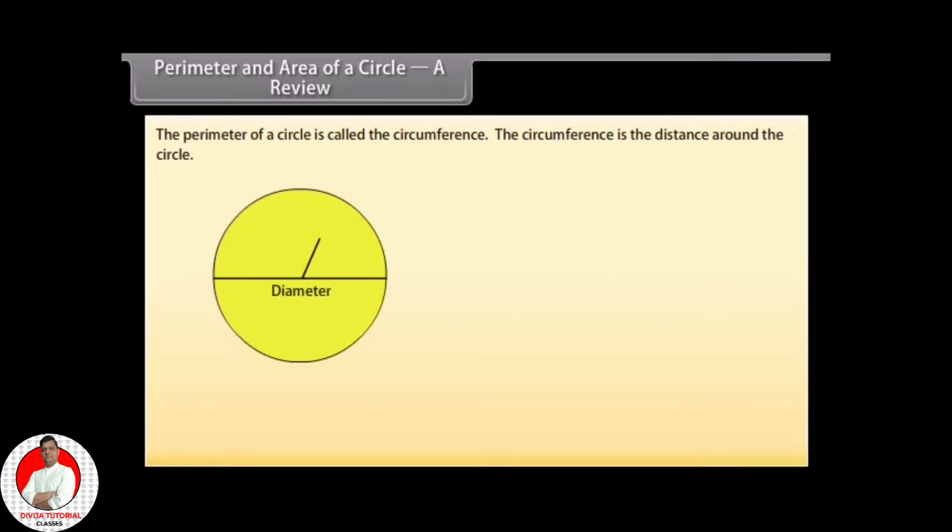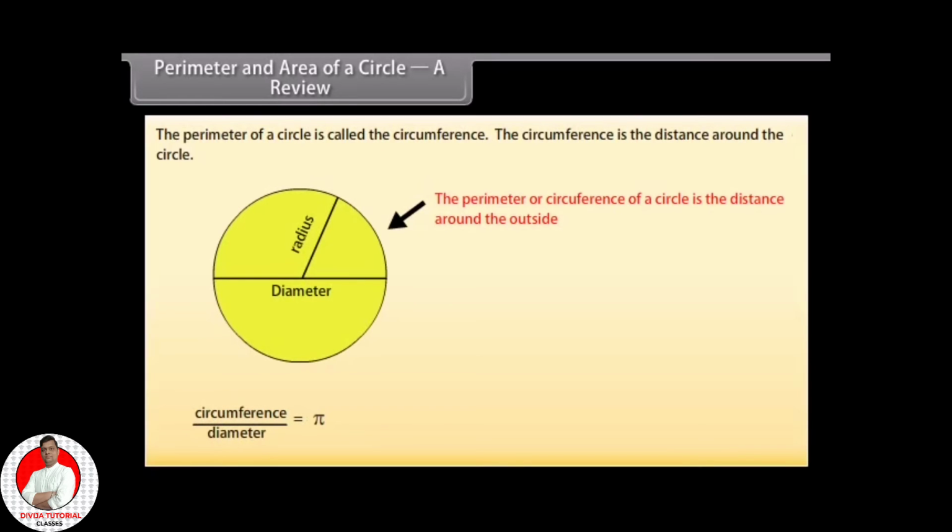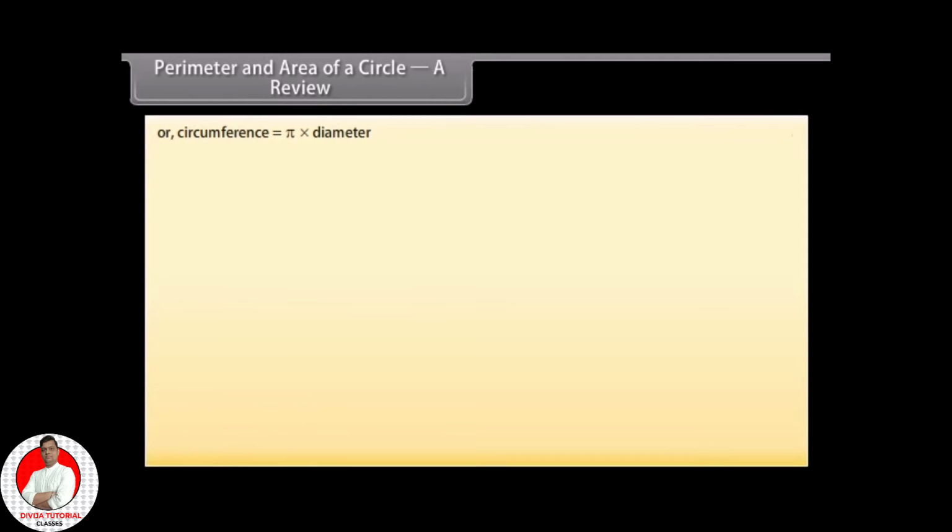Perimeter and area of a circle. A review. The perimeter of a circle is called the circumference. The circumference is the distance around the circle. The ratio of circumference to its diameter is constant. The constant ratio is denoted by pi, so circumference equals pi times diameter, which is equal to pi times 2r, where r is the radius of the circle, which equals 2 pi r.